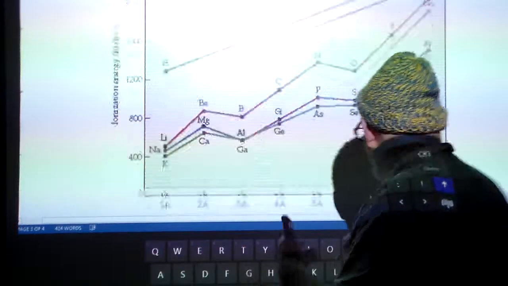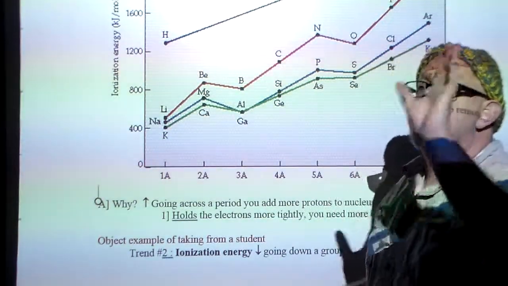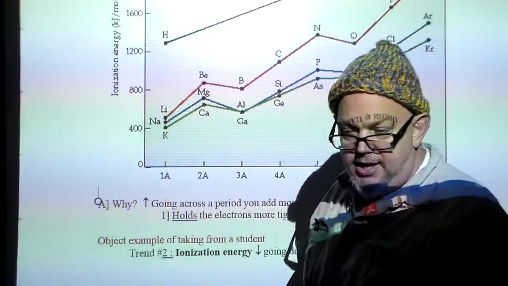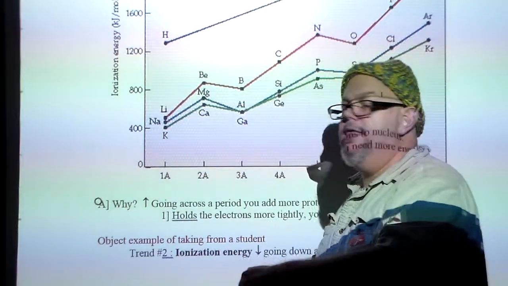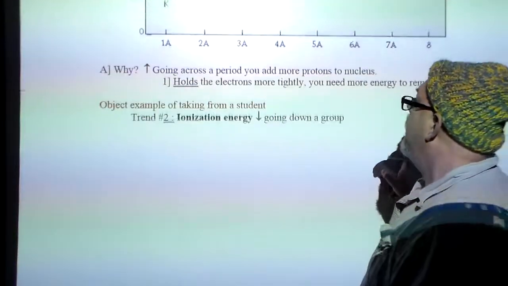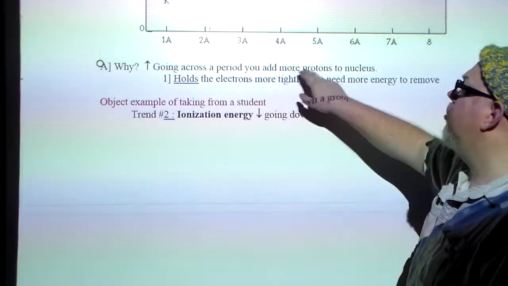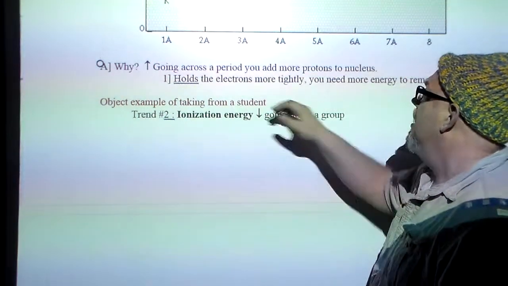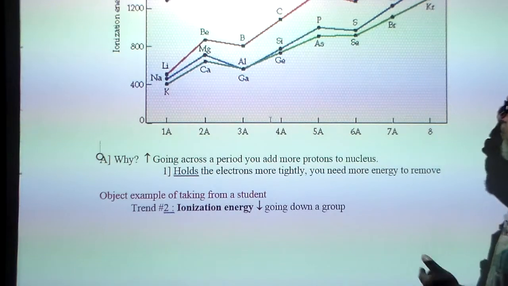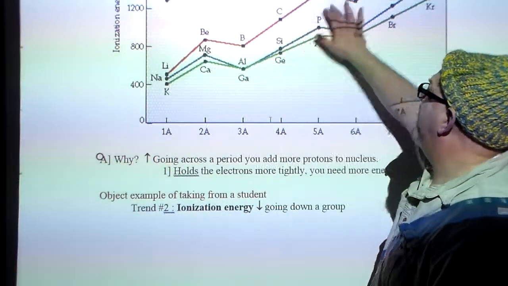Now, can we apply the ionization energy idea to other electrons in the same atom? Yes. And it does take more energy to pull out the second, and then the third, and then the fourth. It depends. Okay? Now, we talked about why it increases going across a period. You add more protons to the nucleus. That's the idea. It holds the electrons more tightly. You need more energy in order to remove it. That would explain why it's going up like this.